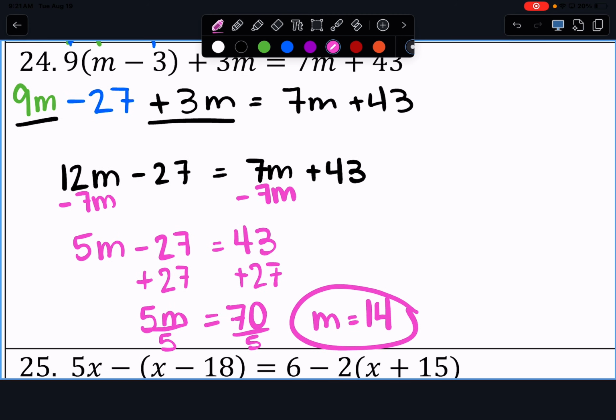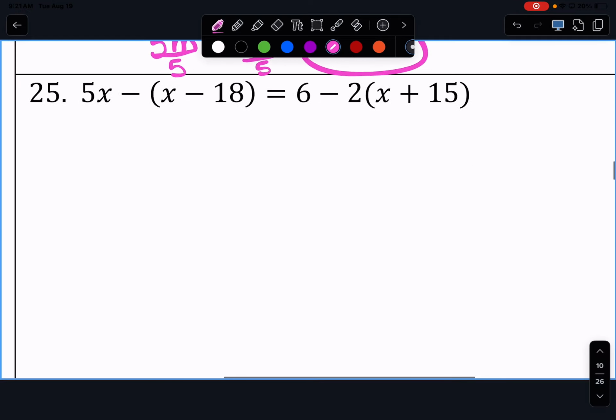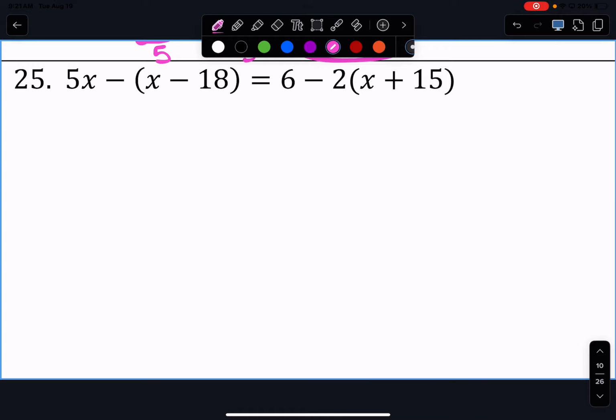Now we're going to look at 25. All right, so for 25, what do I do? What should my next line be? Okay. Then what? Minus what? And then what? Minus 18? Plus, because it's a negative and a negative, which makes it positive. Equals. Then we have 6.